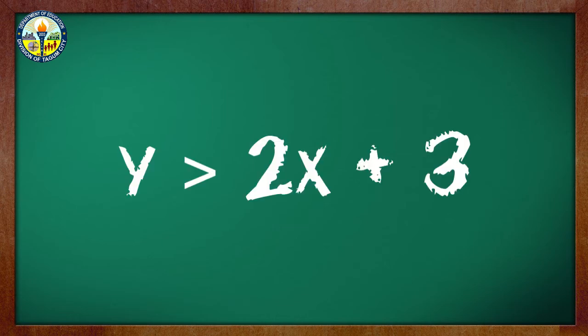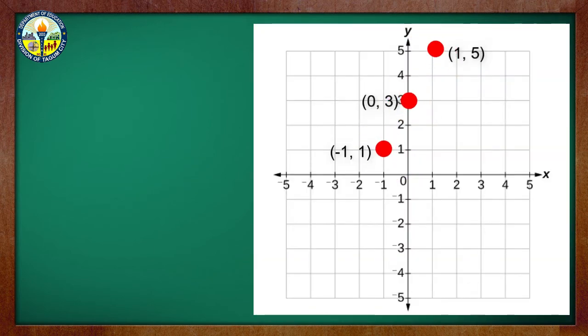Let's go back to the given inequality. y is greater than 2x plus 3. What inequality symbol is used? Greater than. So, the line that will be connecting the 3 points is a dashed line. Fifth, a.